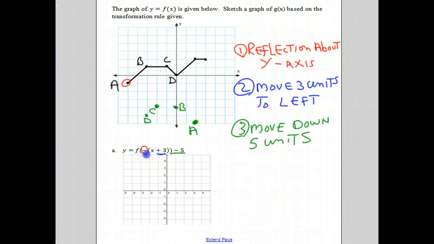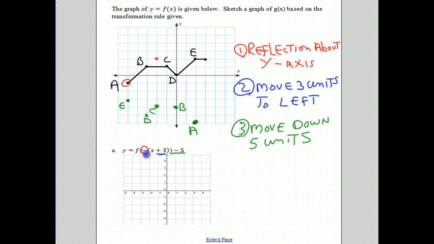Point E is here. Reflect about the y-axis. So it moves to here. Moves 3 units to the left. So it goes 1, 2, 3. Now it moves to here. And finally, it moves down 5 units. So it goes 1, 2, 3, 4, 5. And that is point E. And we're done. We'll erase the intermediate points.